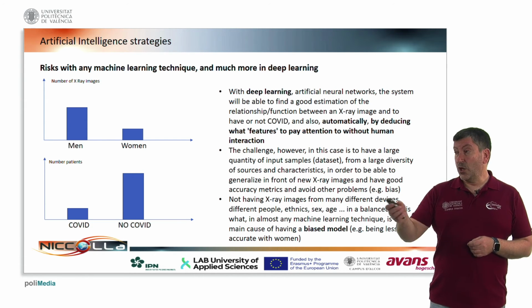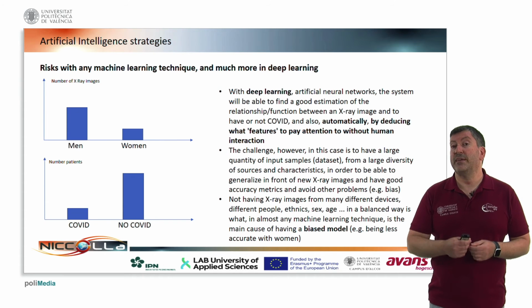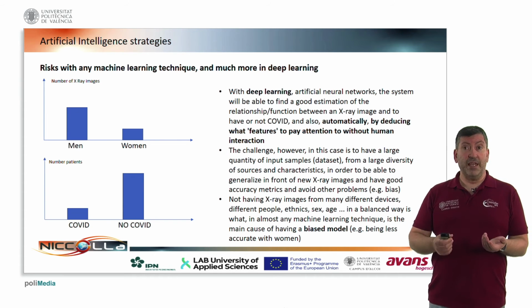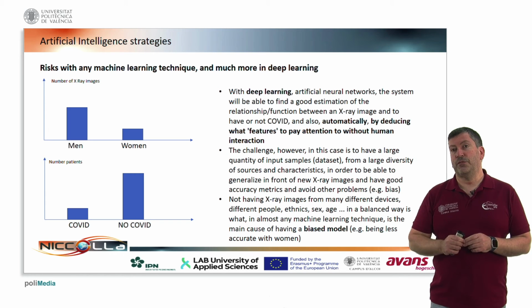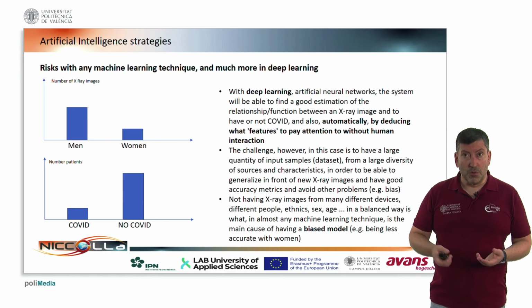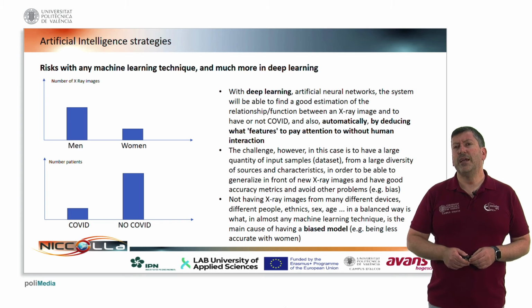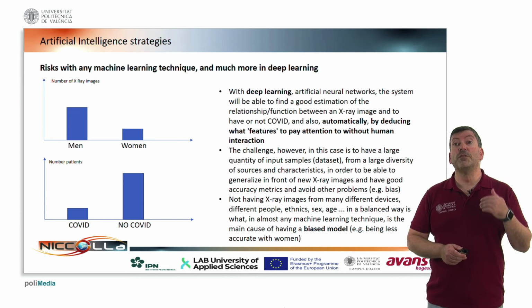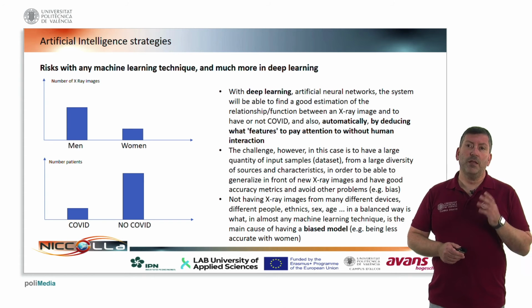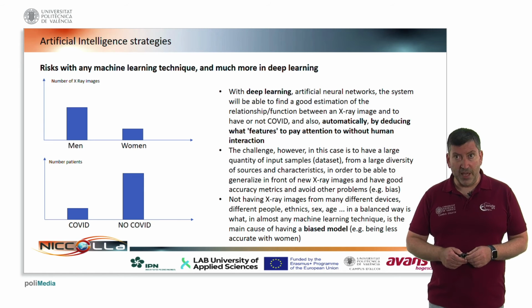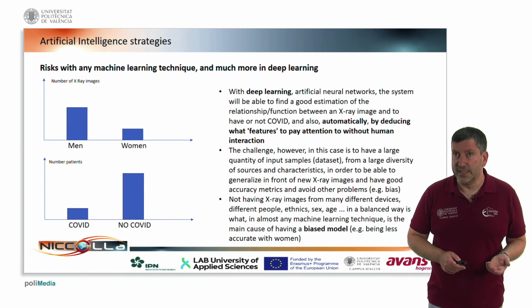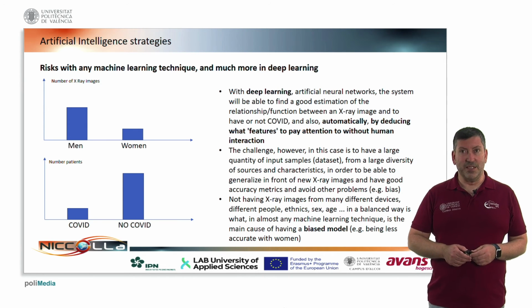Or, for example, this is another possibility, if the images we are providing to the system are X-ray images, and most of them are from non-COVID patients, and we have just a few images with COVID, again the model is going to have problems getting us good metrics when predicting in front of new images. So we have to be careful about that, okay, to be sure that we are using balanced information in order to avoid some risks using these artificial intelligence systems.